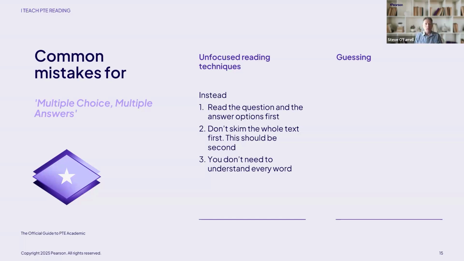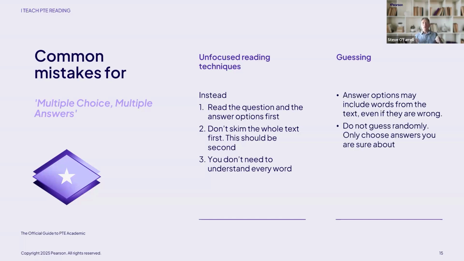The other common mistake in multiple choice, multiple answer is guessing. Now, one thing here is that the potential answers might include a word that was in the text. That does not mean it is one of the correct answers. Okay, it might be, but it might just as well not be. So be careful of that.